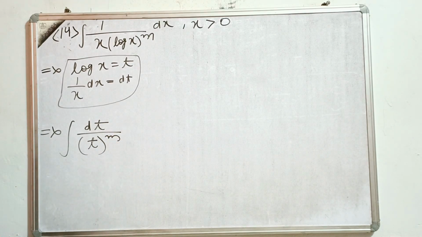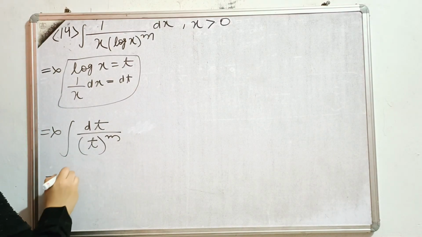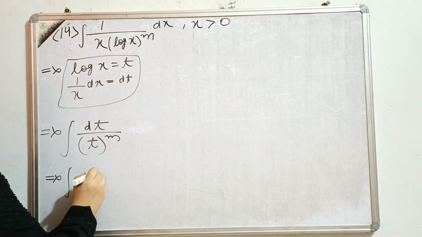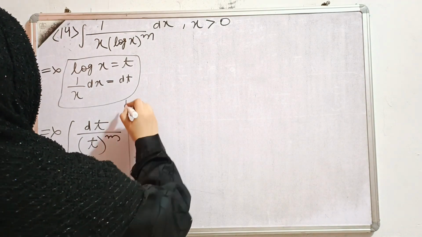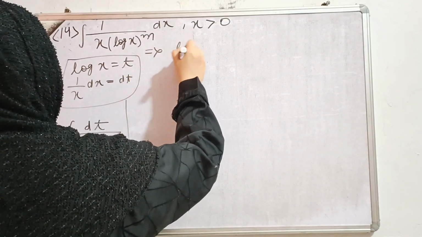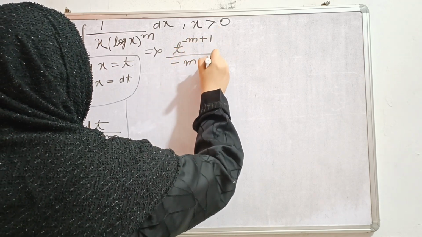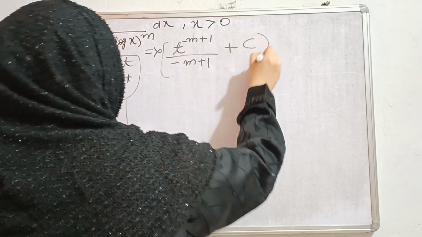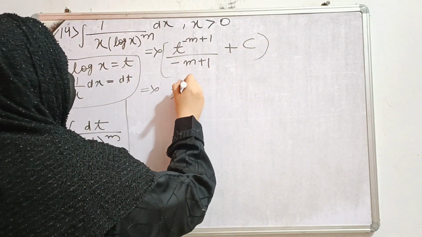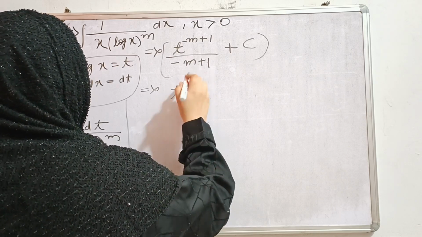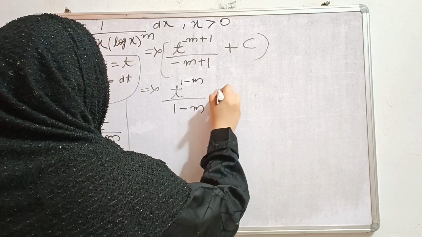So we write it as integration of t to the power minus n dt. Now integration of this, we get t to the power minus n plus 1 upon minus n plus 1, plus c. So we can write it as t to the power 1 minus n upon 1 minus n plus c.